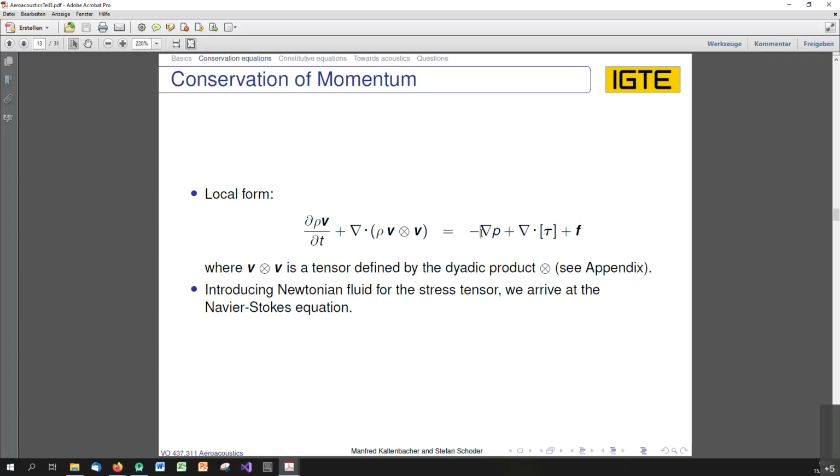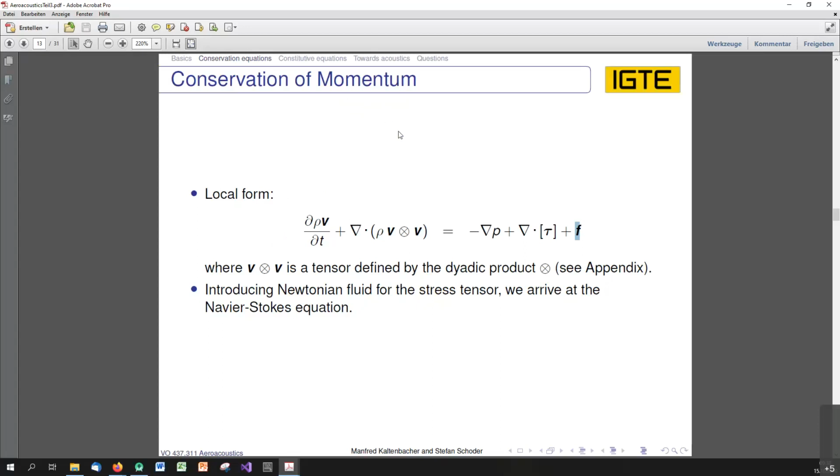The forces are the applied pressure on the boundary and the divergence of the stress tensor. Here we have the stress tensor and some additional body forces like the gravity or some electromagnetic forces. Okay, everyone got this? Any questions on the local form of conservation of momentum?